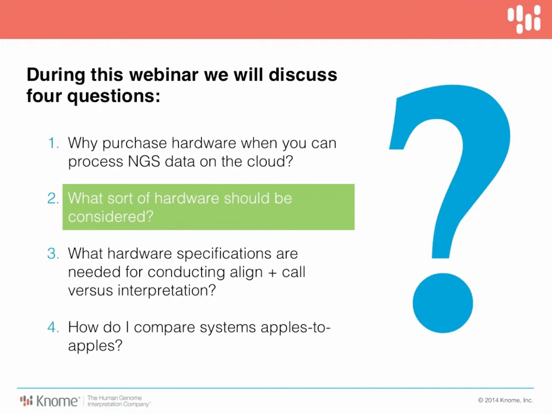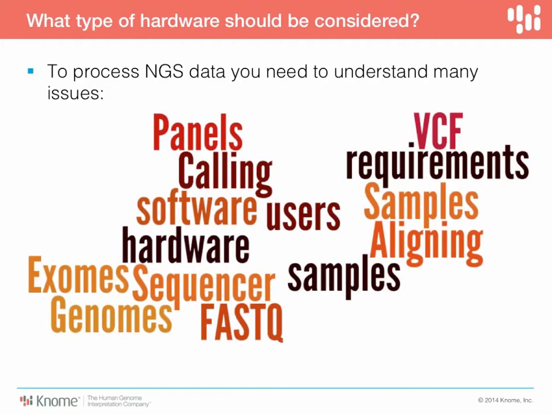So now we're asking, what sort of hardware should we consider? And of course, this question depends on the answer to a number of questions. For example, what is it you're doing? What kind of software are you going to be running? Are you going to be aligning and calling? Are you going to be reading VCF files? Are you going to be doing whole genomes, full exomes, or just panels? What kind of sequencer do you have? All of these questions factor in.